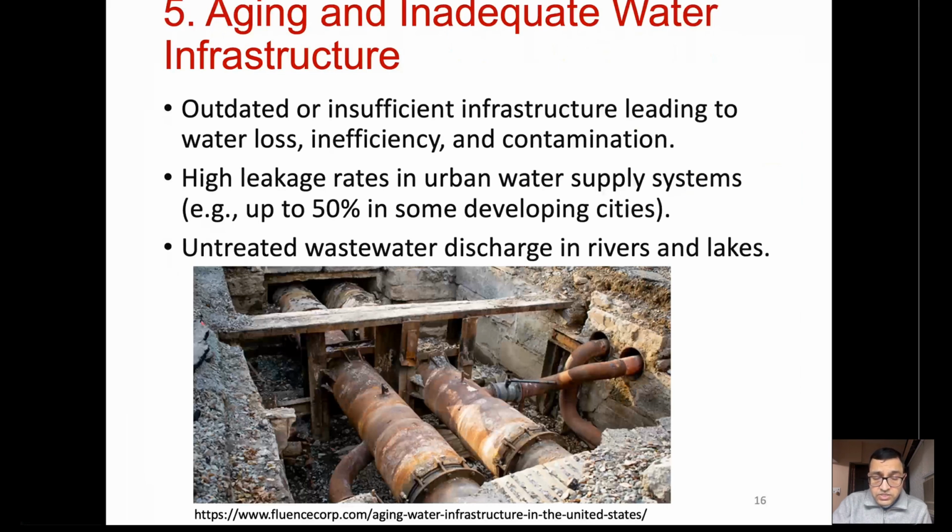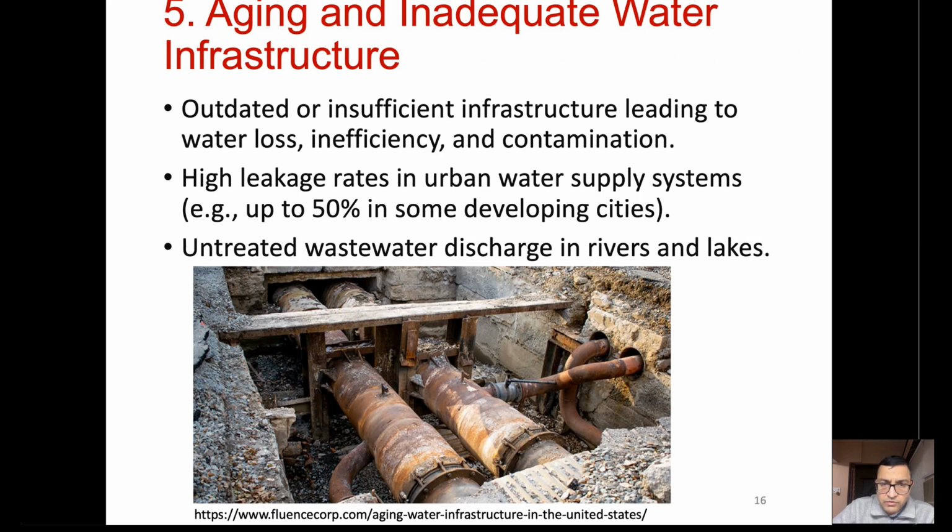Another very talked about issue is aging and inadequate water infrastructure. There's lots of outdated or insufficient infrastructure that leads to water loss, inefficiency, and contamination. There are also incidents of high leakage rates from aging infrastructure in urban water supply systems, up to 50% in some developing cities. In the US alone, a lot of the water infrastructure is more than 50 to 100 years old and beyond its service lifetime, and that needs to be replaced.